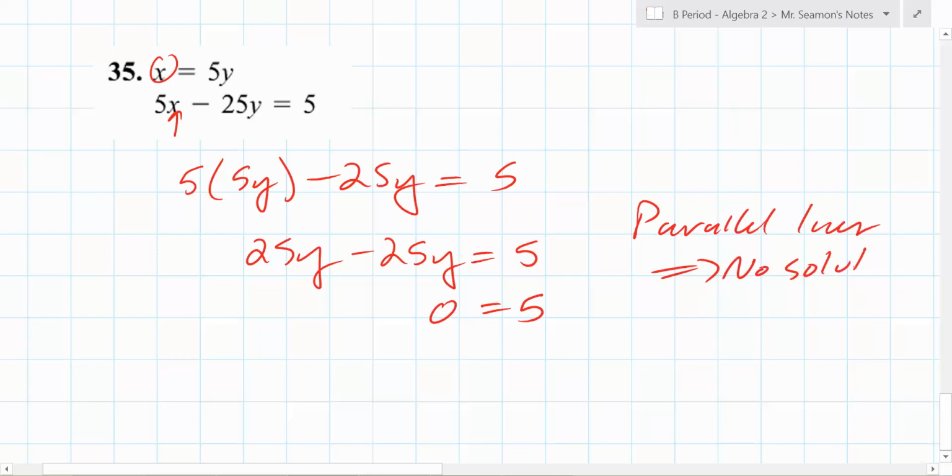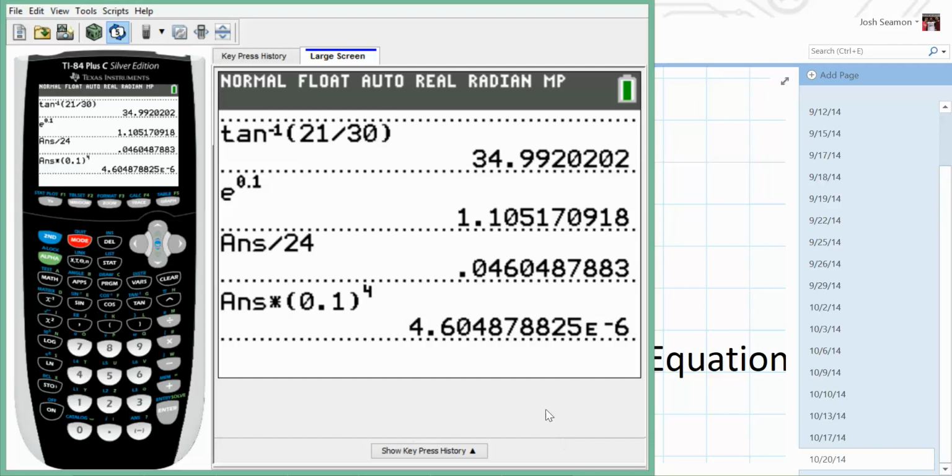Well, I'm telling you now. Boom. So is there a solution? Kind of looks like this.